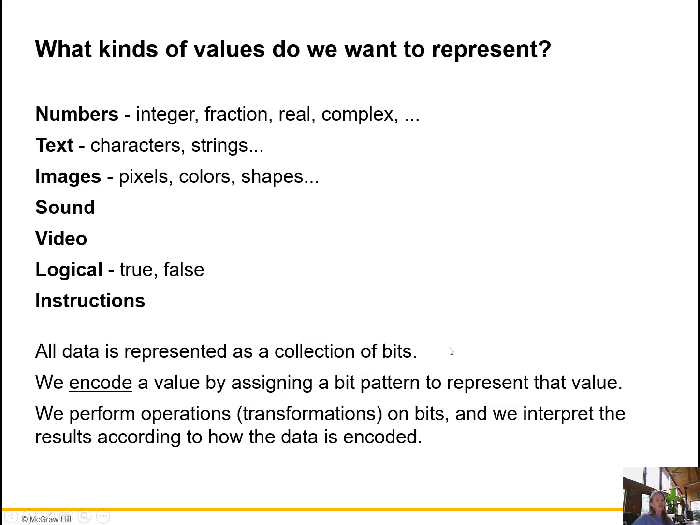So all the data is just a collection of bits, which are these little wires that either have a 1 or a 0 on them, and we're going to encode that with either a 0 or a 1, and then that ordering is going to matter to us.